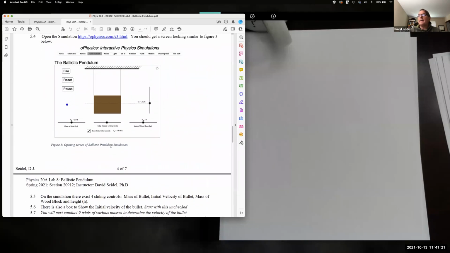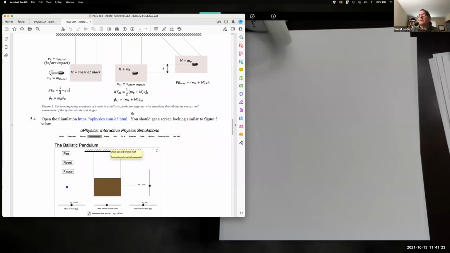Then we can use our conservation of momentum to get the velocity of the bullet. So all of that is a very straightforward set of exercises. You should not have any problem with that. I'm not going to work it out. I'm going to go ahead and show you the simulation.